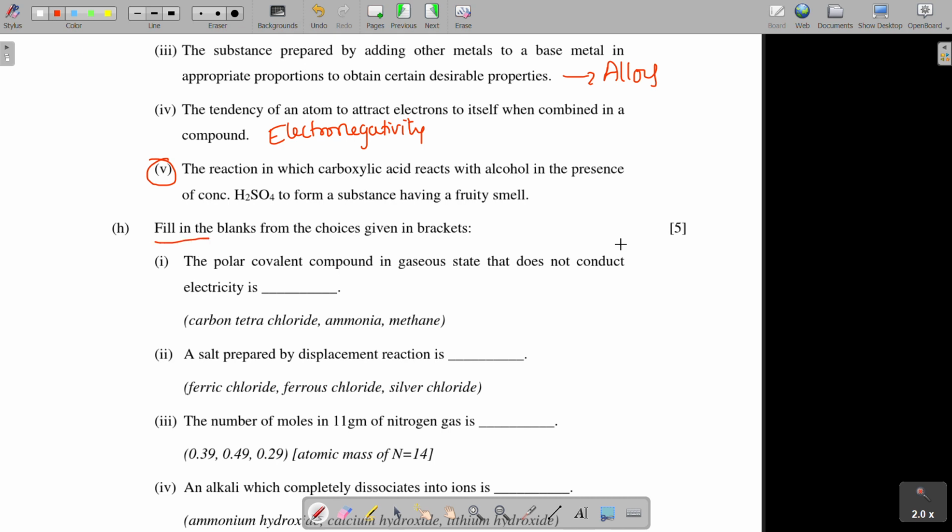Fill in the blanks. Very simple questions. The polar covalent compound in gaseous state that does not conduct electricity. Polar. Okay, gaseous state does not conduct electricity. CCl4, carbon tetrachloride, liquid. First of all, it is liquid and it is non-polar. Okay, ammonia, gas and polar. Okay, methane, gas but non-polar. So it should be ammonia. Salt preparation, not there.